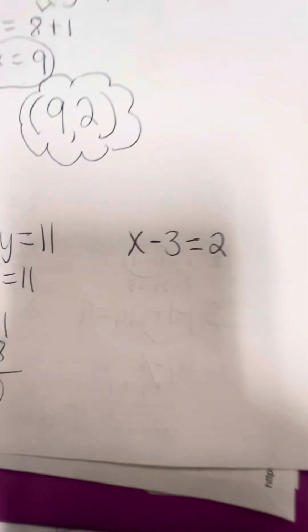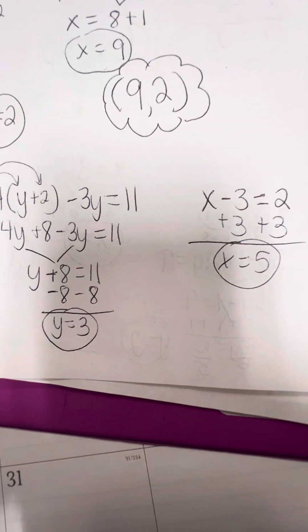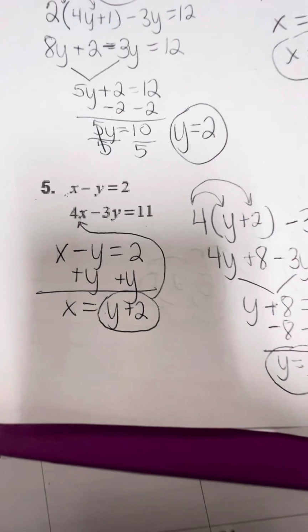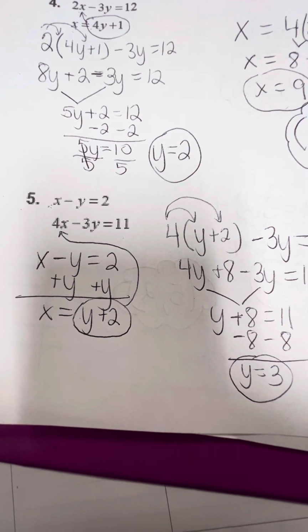So I want to get x by itself this time. So I'm going to add 3 to both sides. And then I get x is equal to 5. And so now I have my x and y coordinates. We know that they work for the first equation because 5 minus 3 does give me 2.